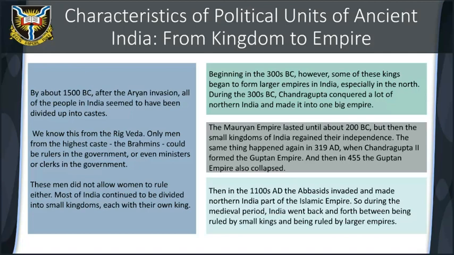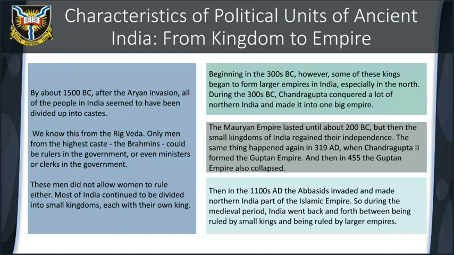Most of India continued to be divided into small kingdoms, each with their own king. Beginning in the 300s BC, however, some of these kings began to form larger empires in India, especially in the north. During the 300s BC, Chandragupta conquered a lot of northern India and made it into one big empire.